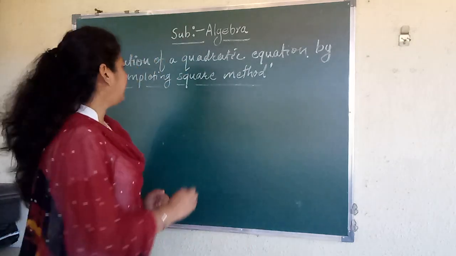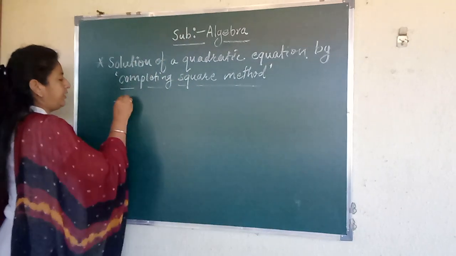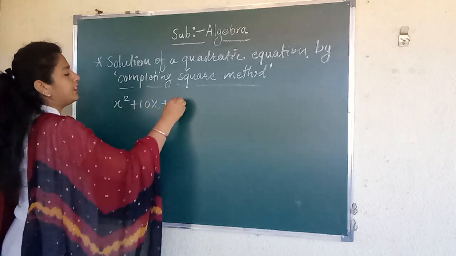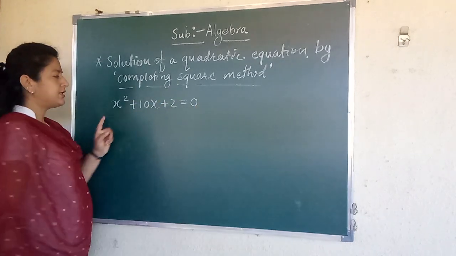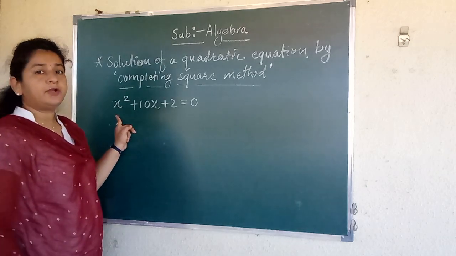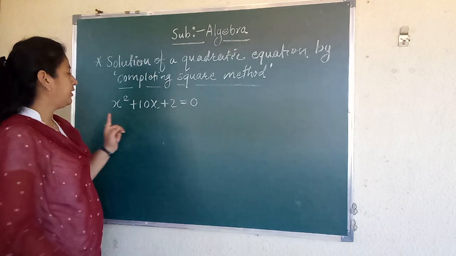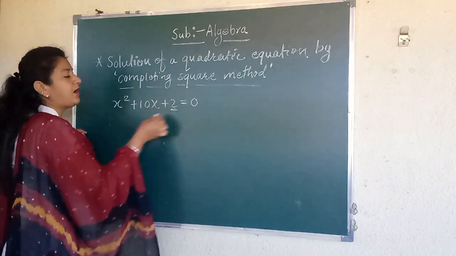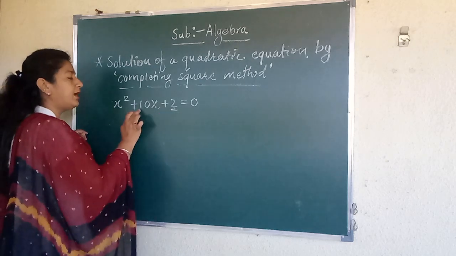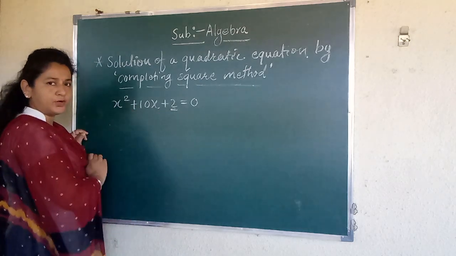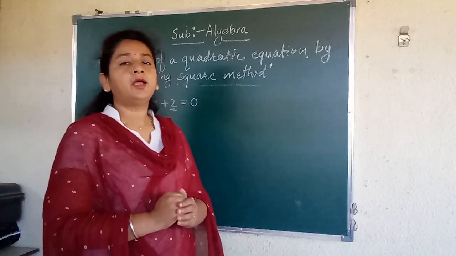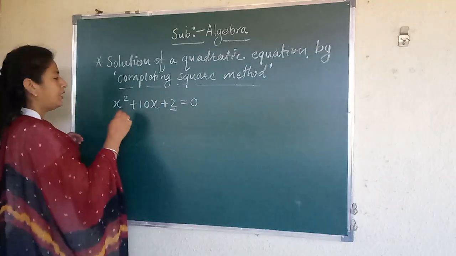See, for example, x square plus 10x plus 2 is equal to 0. This is a quadratic equation, but we can't solve it by factorization because we can't get the factors of 2 in such a way that their sum is 10. It is not possible. So examples like that we can solve by the completing the square method.